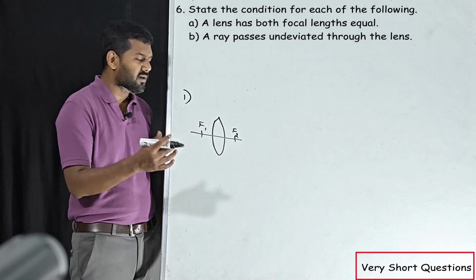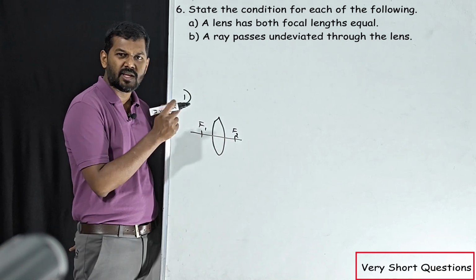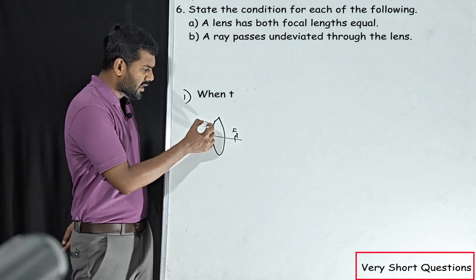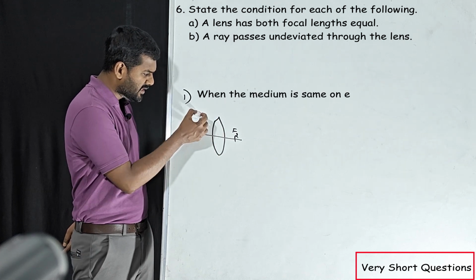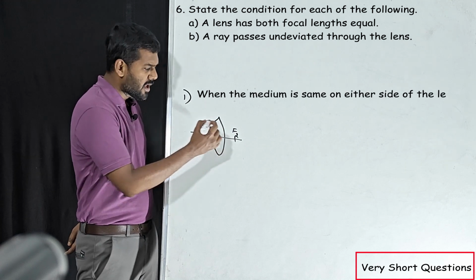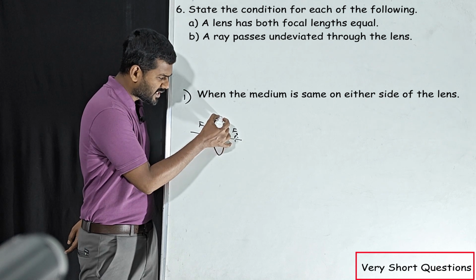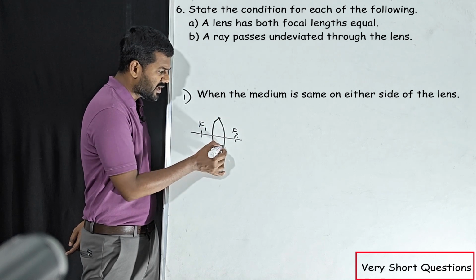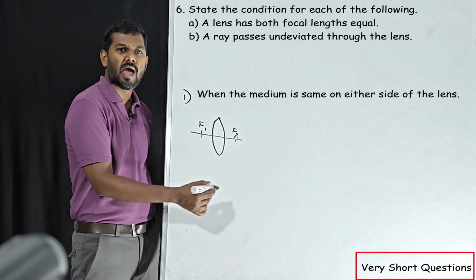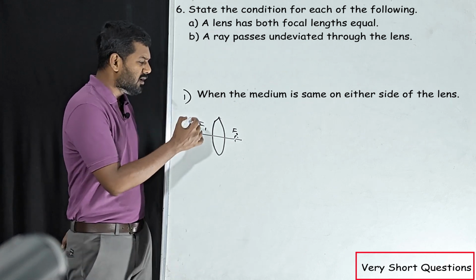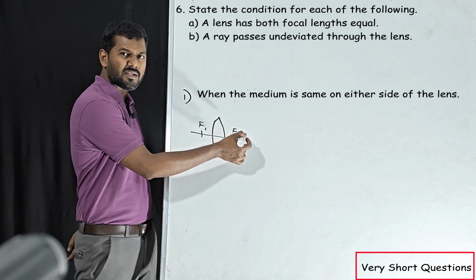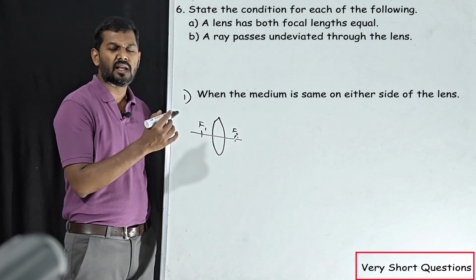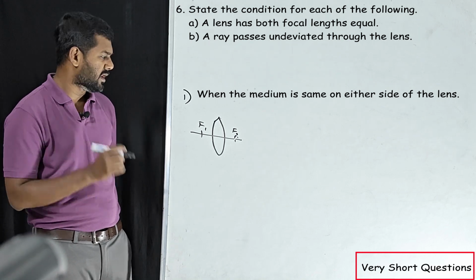Here, when the medium on either side of the lens is the same, on this surface air is the medium, and this second surface should also have air as the medium. When the medium is the same on either side of the lens, then they will have the same focal length.